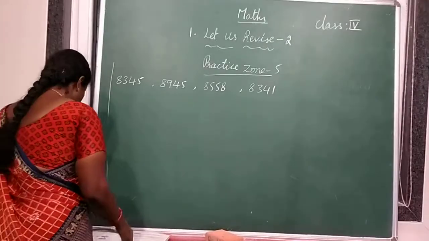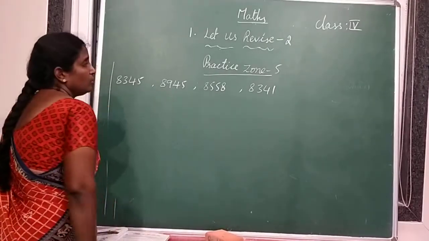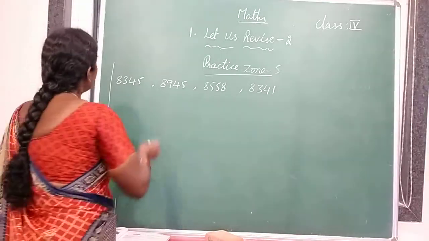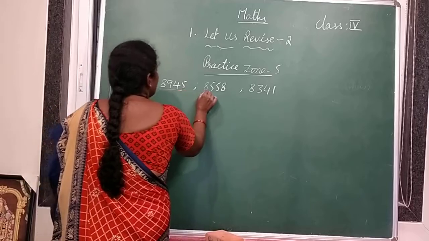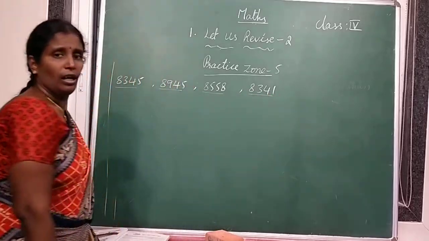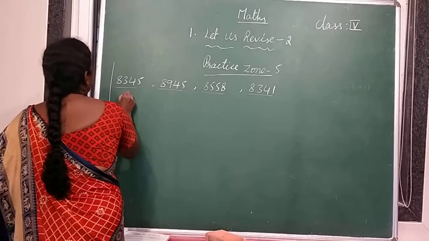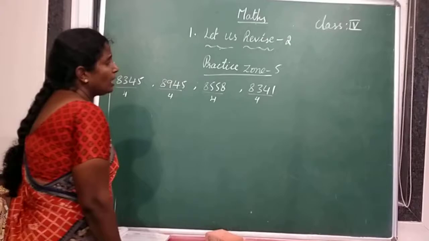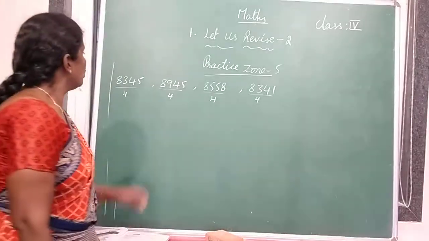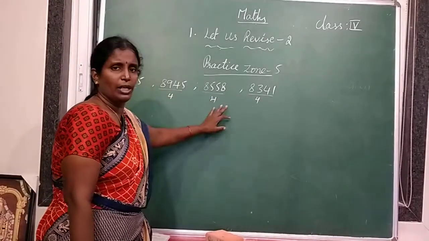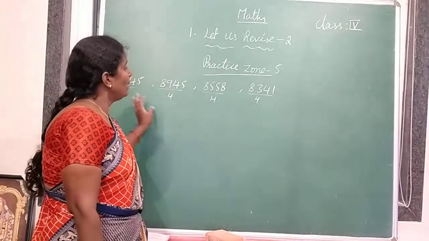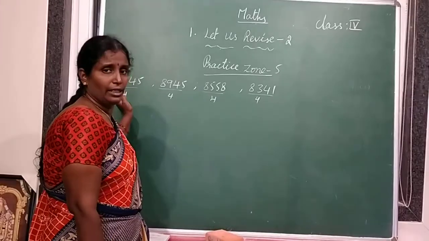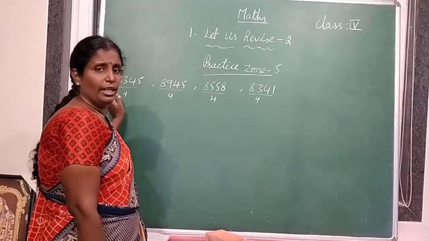So in ascending order, to arrange either in ascending order or in descending order, first count number of digits. So all these numbers are how many digit numbers? First number is 4-digit number, second number, third number and fourth number also 4-digit numbers. So if all the numbers are 4-digit numbers, we should start comparing from highest place value, which is on the left side. Highest place value is always on the left side.